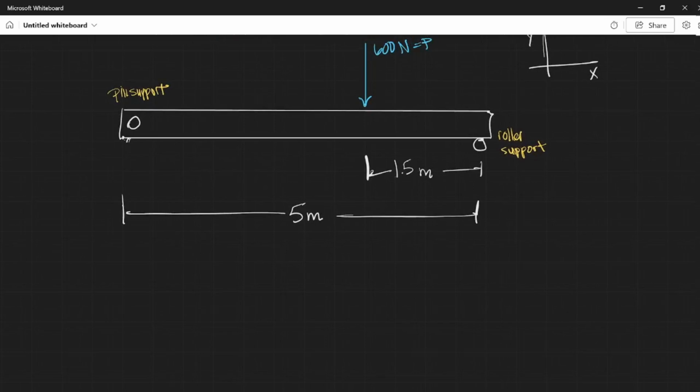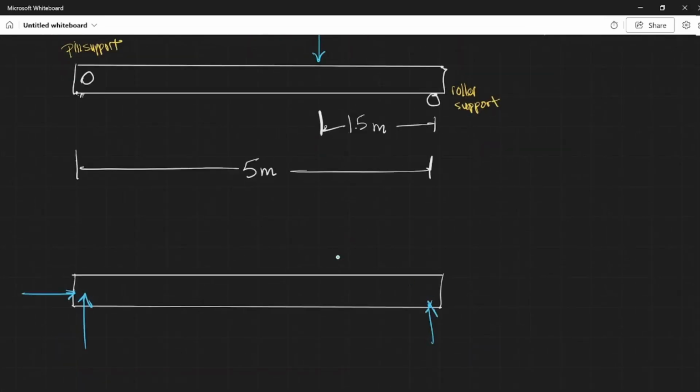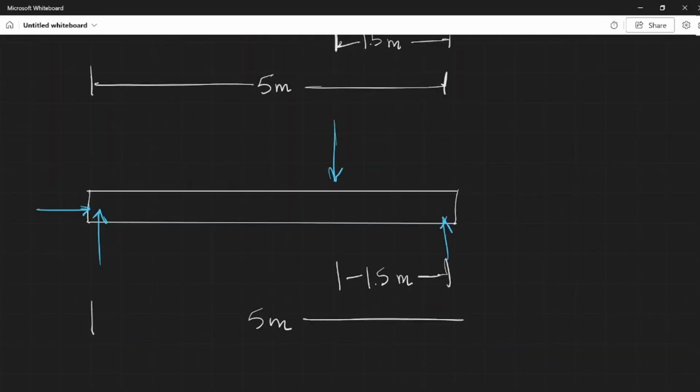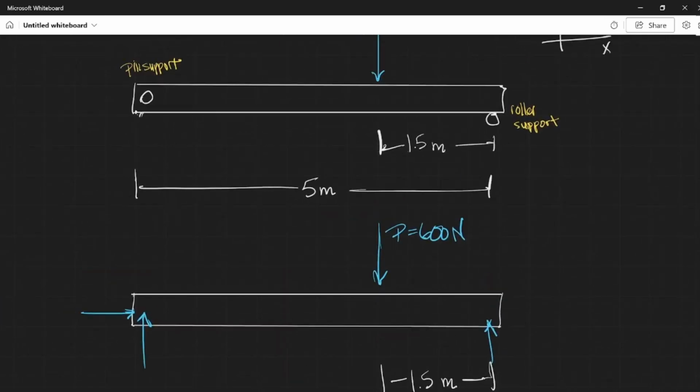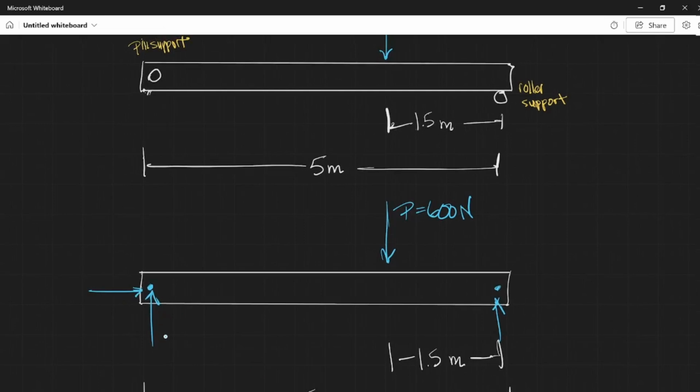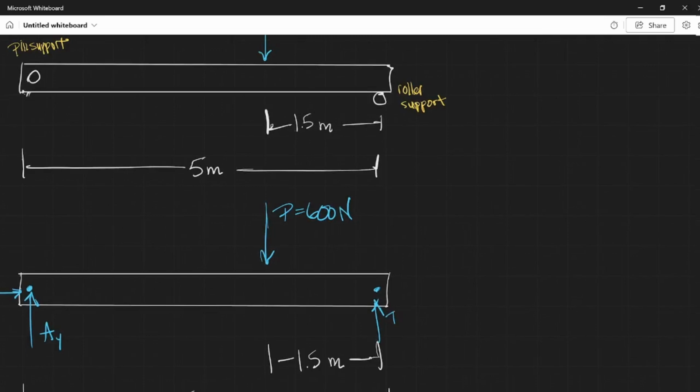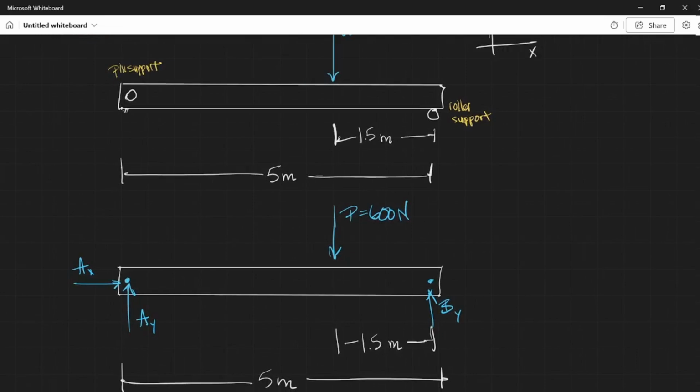Redrawing the diagram, excluding all supports and replacing them with their reaction vectors. I'm going to call this point A and this point B. This will be the reaction force in the vertical direction and the reaction force in the horizontal x direction. Similarly, we'll have point B, and we'll have just a vertical reaction force, right? Because that's the roller support. It does not support the beam in the horizontal direction.